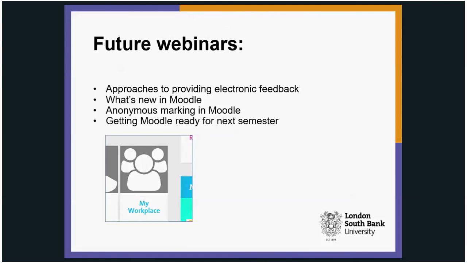Finally, we have some future webinars, more webinars coming up over the course of this semester. These can be booked via the MySpace, which is on the staff intranet. Future ones that are coming up are approaches to providing electronic feedback. That one's just about looking at how we use rubrics in Moodle. I'll show you how to set rubrics up. What's new in Moodle? There are a few new features that were introduced last summer. A couple of them I showed you in the module. And then anonymous marking in Moodle. Again, that's a relatively new feature. And then getting Moodle ready for next semester, which is starting now. But you can book up for any of those sessions via the MySpace on the intranet.